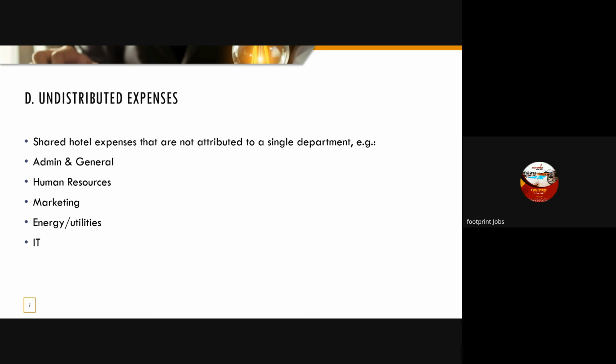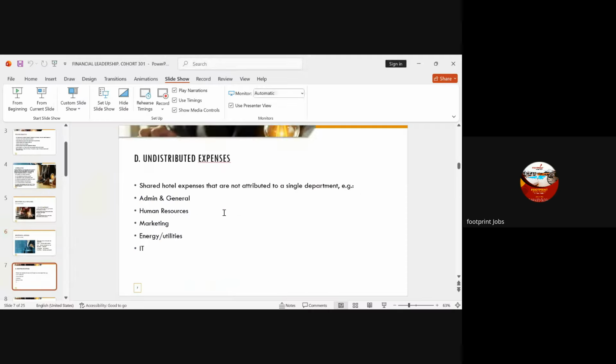Then we have marketing. Marketing cannot be attributed to, especially if you run a facility that doesn't have a marketing department. You cannot now say that, okay, this particular subhead or this particular expense is distributed to marketing. Now, energy and these are all undistributed expenses. And like I've explained, undistributed expenses are expenses that don't have.